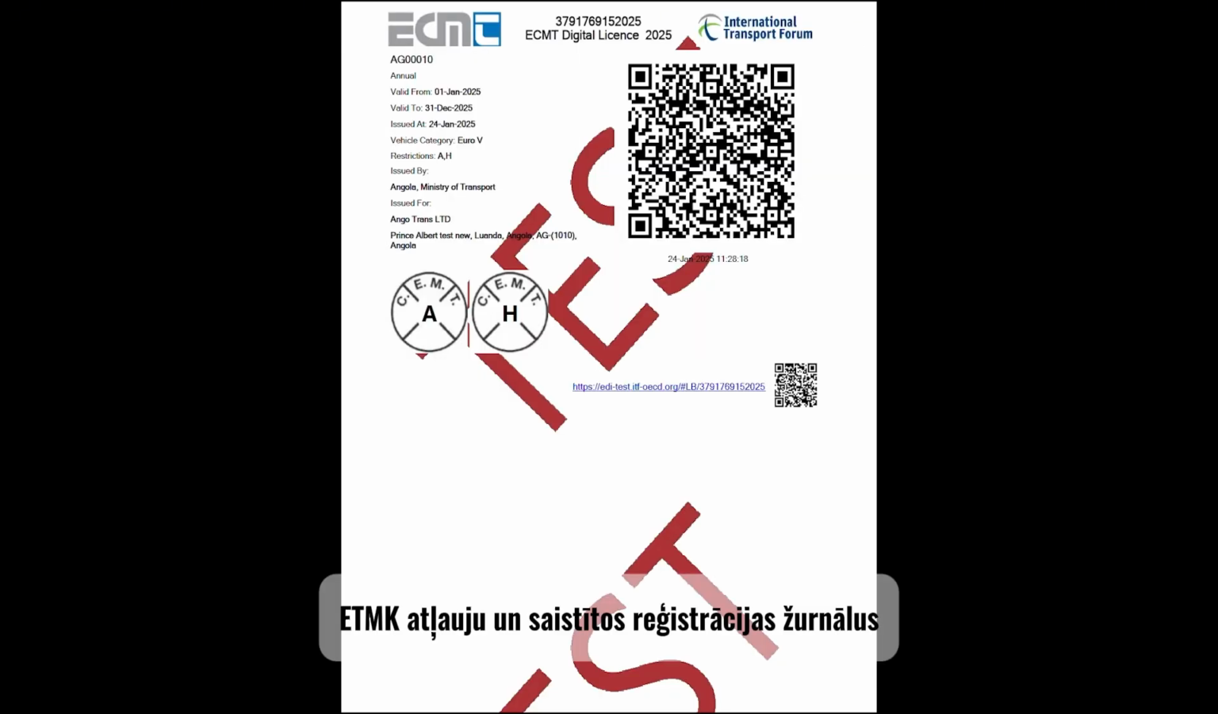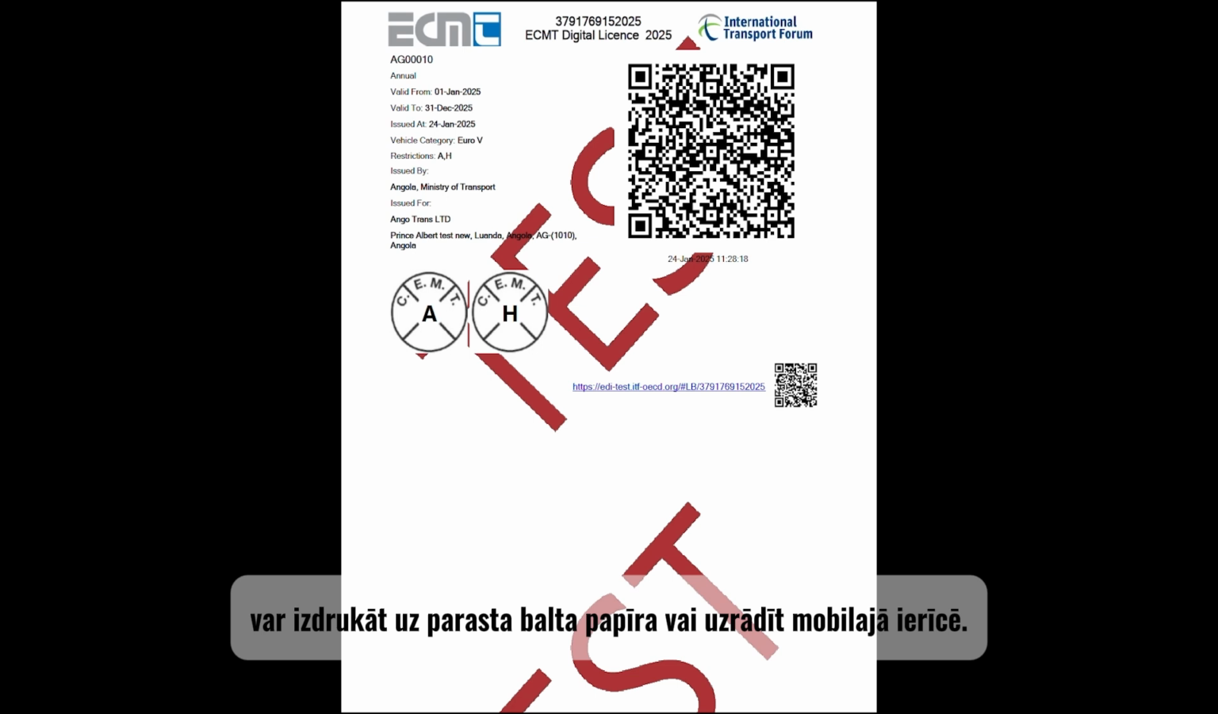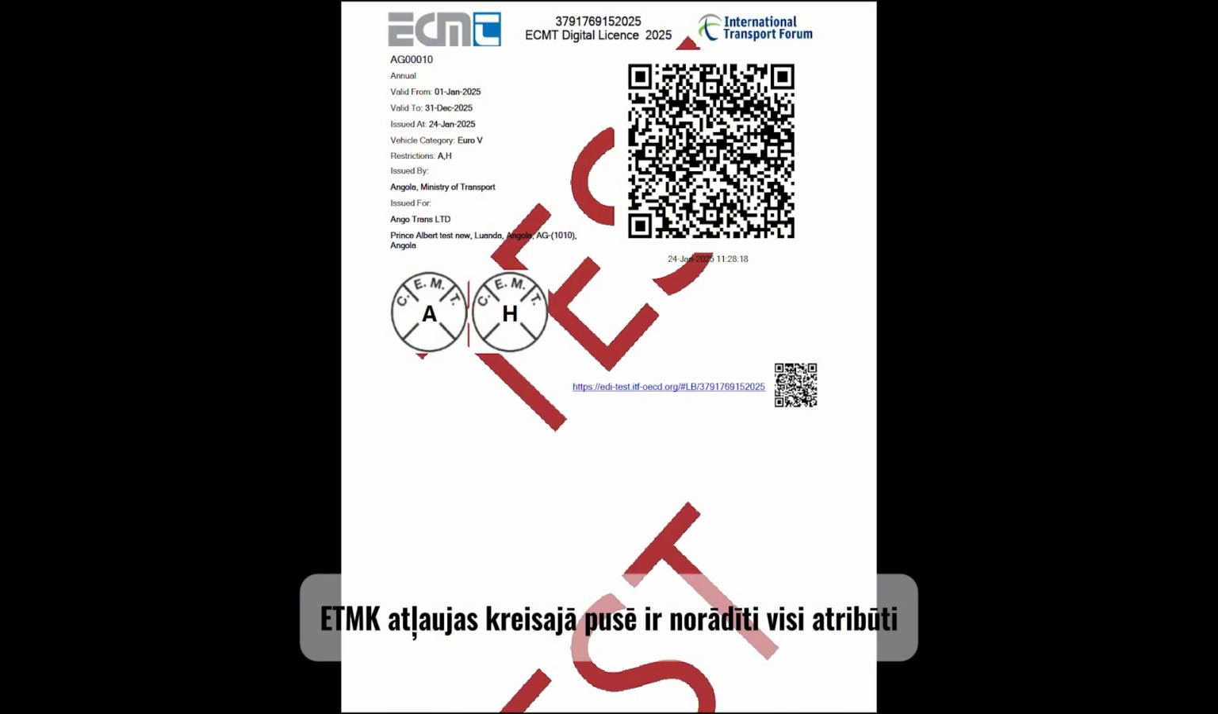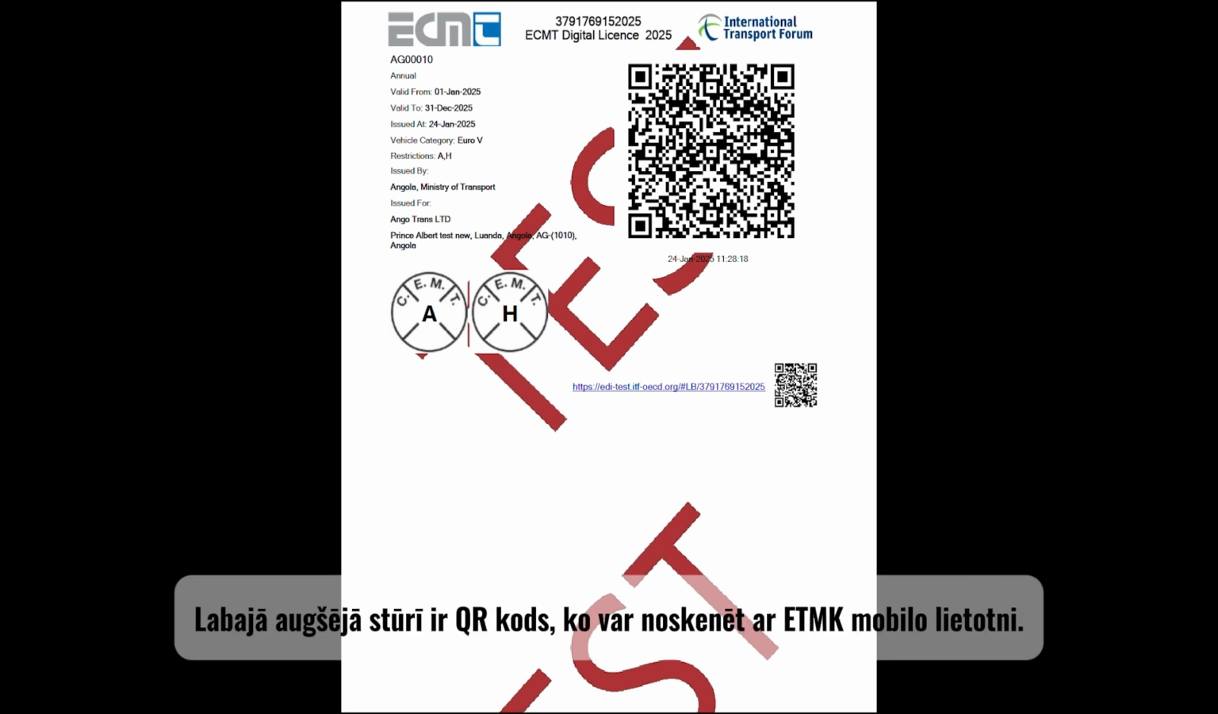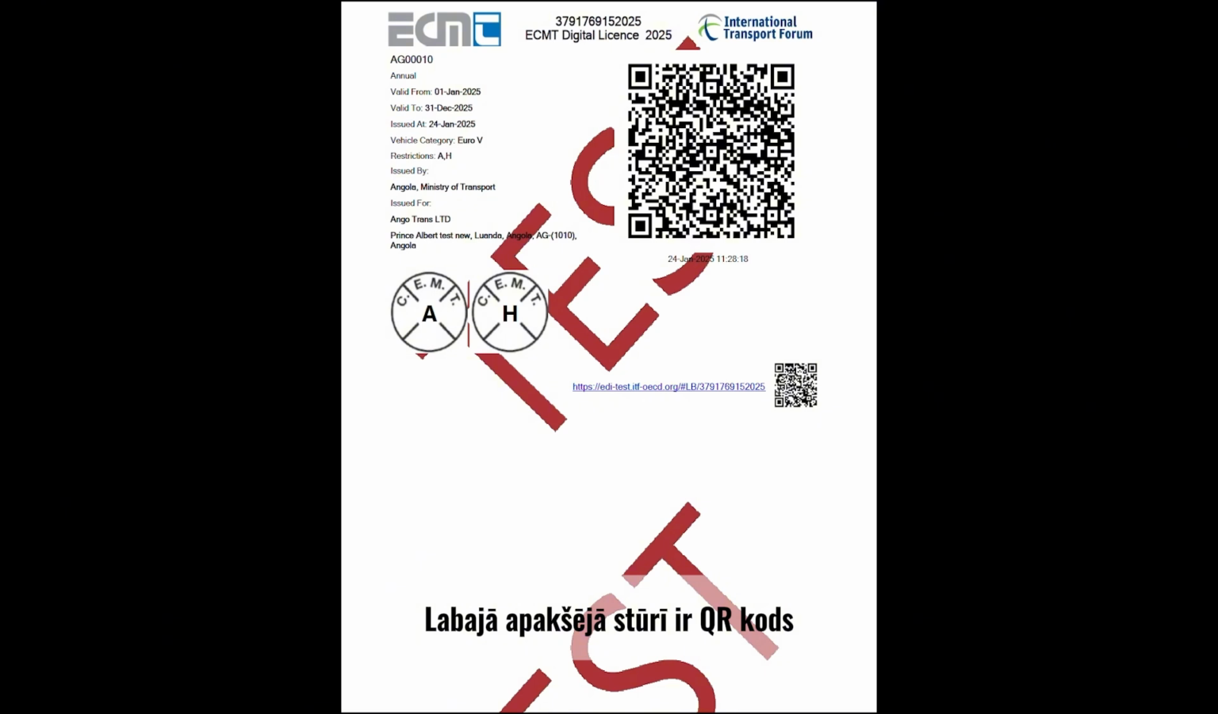The ETMK license and the related logbooks can be printed on a regular white paper or presented on a mobile device. The ETMK license shows all the attributes on the left: number, validity dates, issuing date, vehicle type, restrictions, company's name and address, issuing authority. On the top right, there is a QR code to be scanned with the ETMK mobile application. On the bottom right, there is a QR code to be scanned with any device with a camera. On the top in the center, there is the unique code of the license to be used in the ETMK digital system.